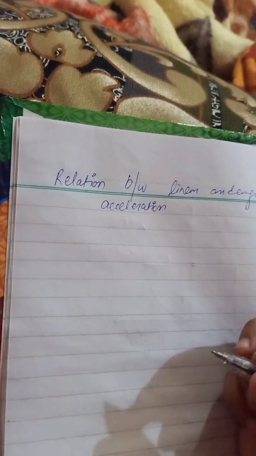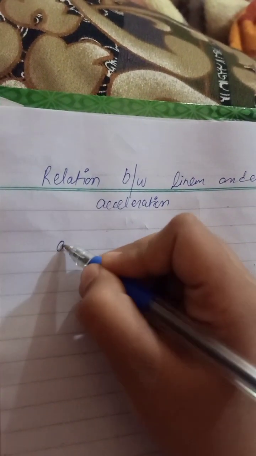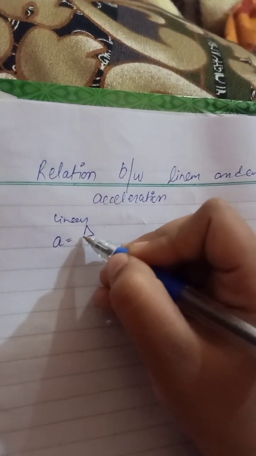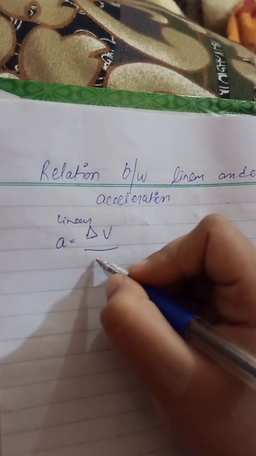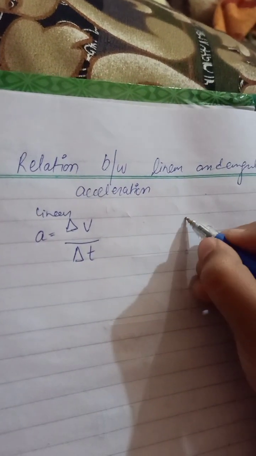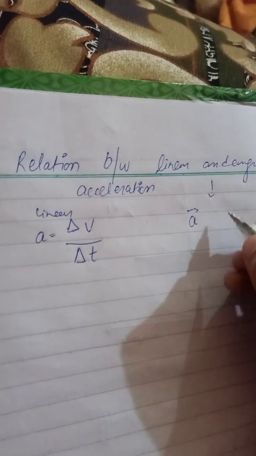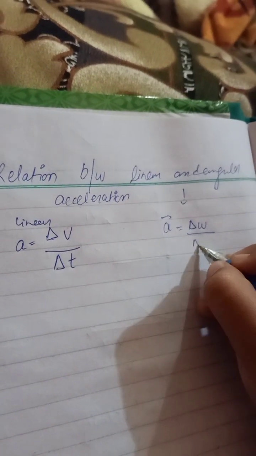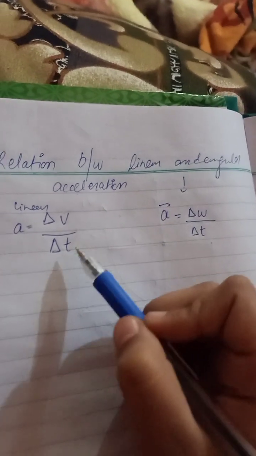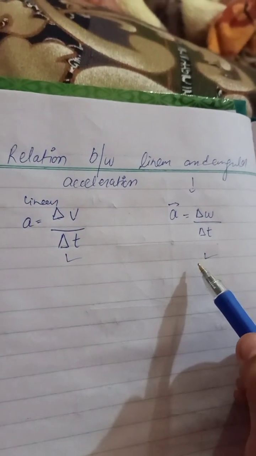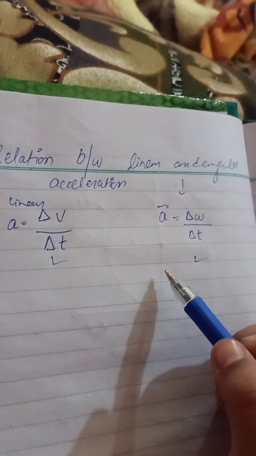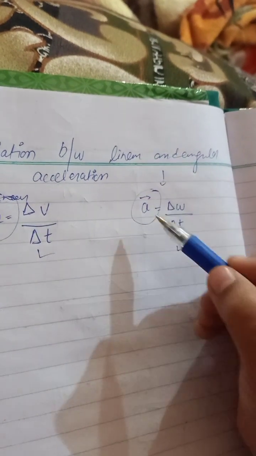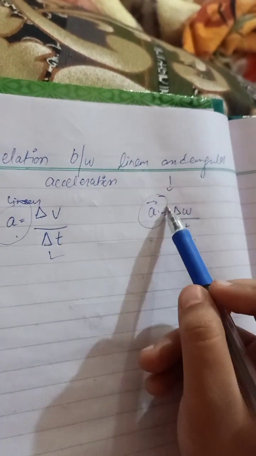So we had a formula: for linear acceleration, a is equal to the change in linear velocity upon time. Here we denote angular acceleration as alpha, which is equal to the change in omega, the change in angular velocity, upon change in time. So this was the formula of both. Here you can see that this acceleration is different and that acceleration is different, but one is angular and one is linear, so they have no relation between them.